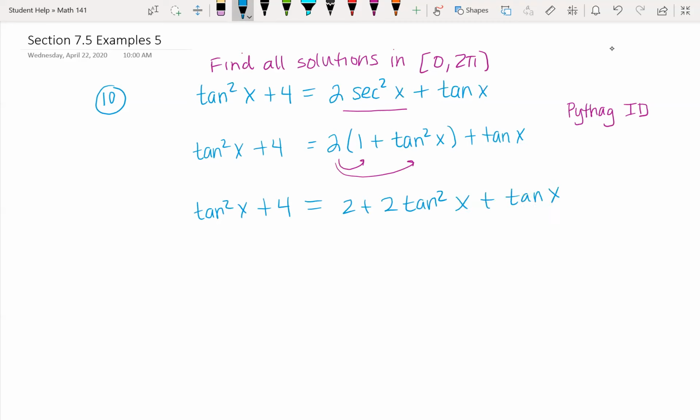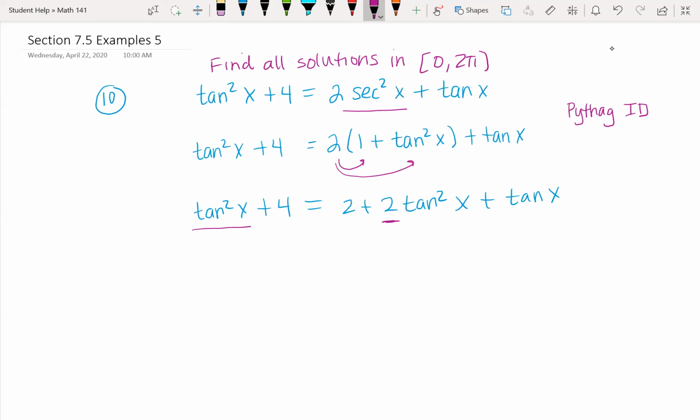And now because I have a quadratic, I'm going to move everything onto one side, 0 onto the other so that I can factor. In this example, I'm going to move everything to the left because I have a 2 here and I'm going to end up subtracting the tangent x from the left-hand side. And if possible, you want to keep the squared term positive.